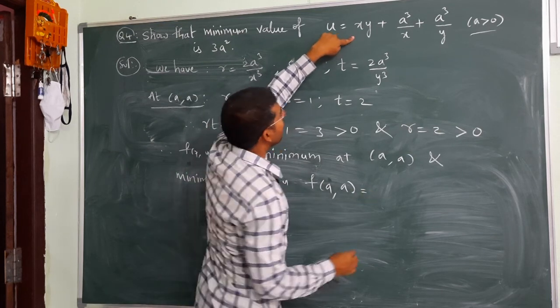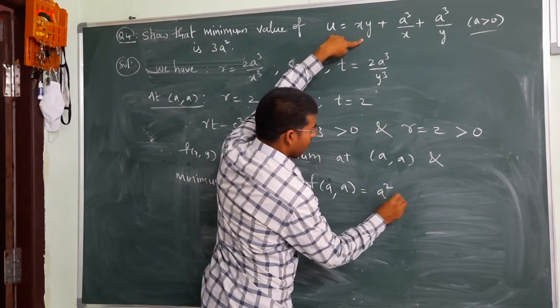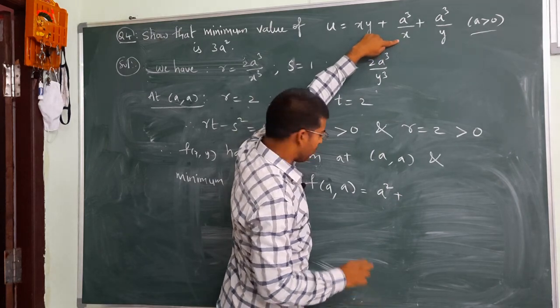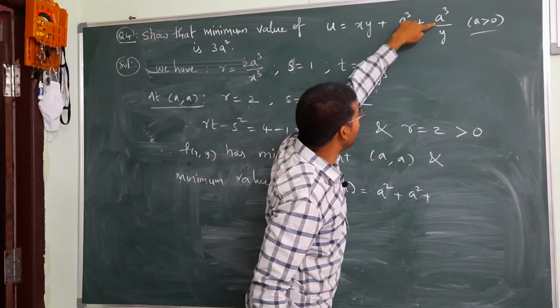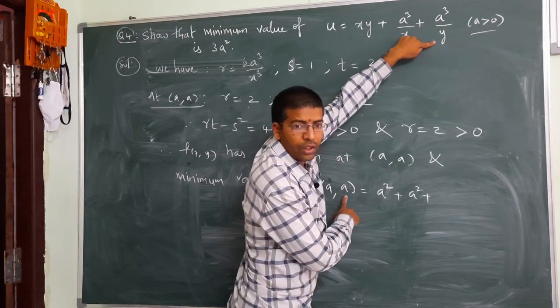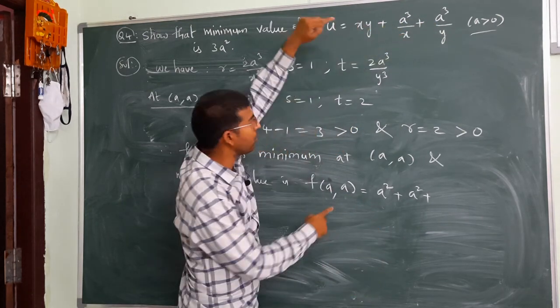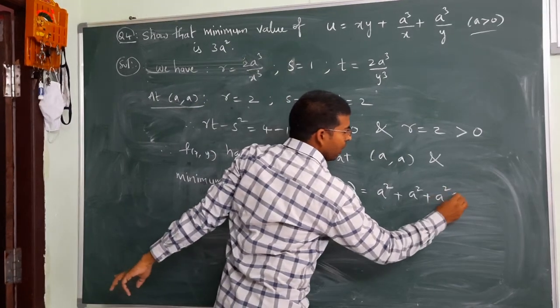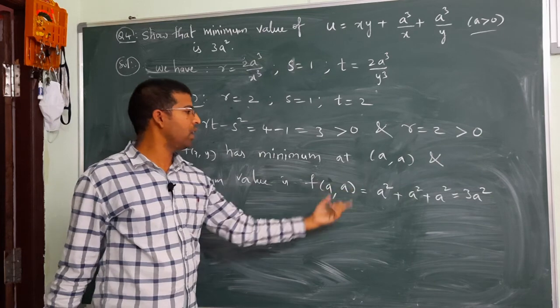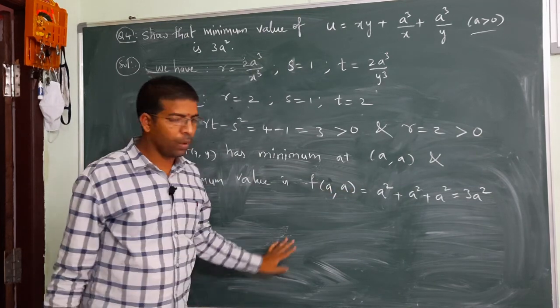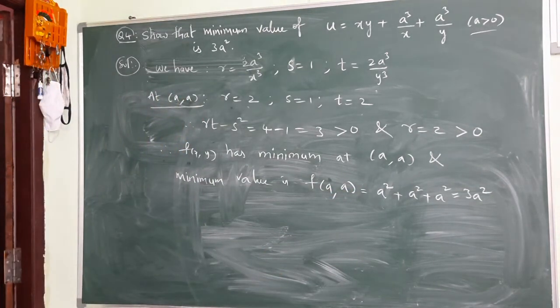xy means a into a, which is a square. a cube by x, x is a, so again a square. And what about this one? a cube by y, y is also a, therefore a cube by a is a square. So finally we got 3a square as the minimum value at a comma a. This is the fourth problem. Now we will go to the fifth problem.